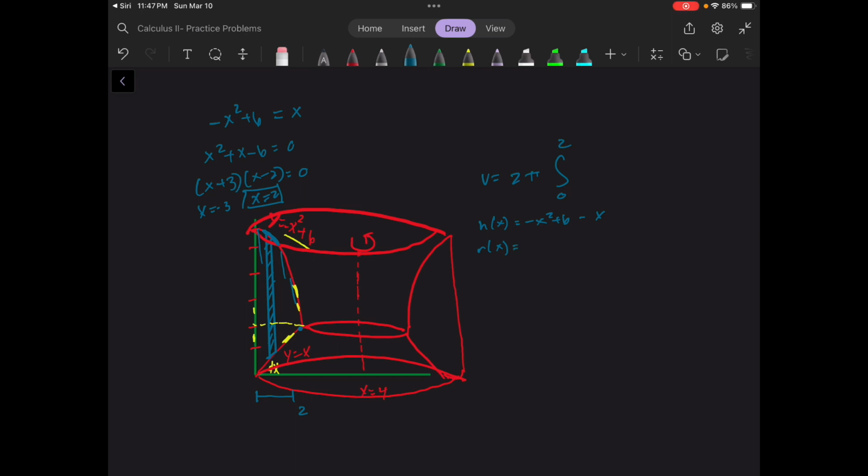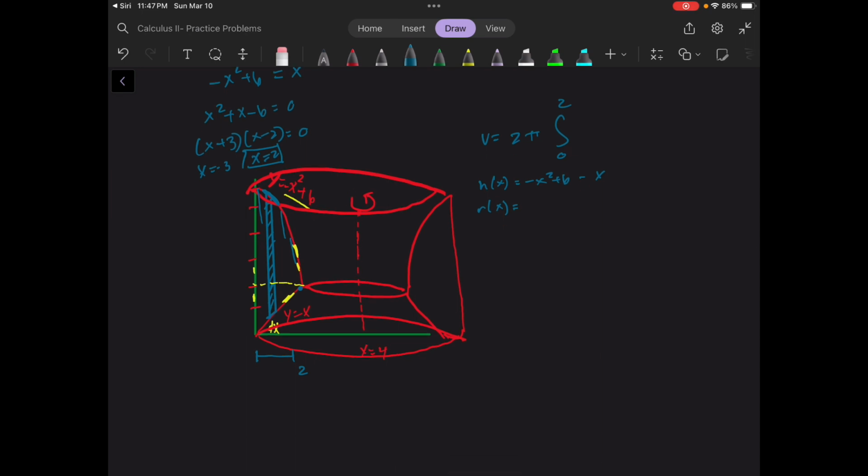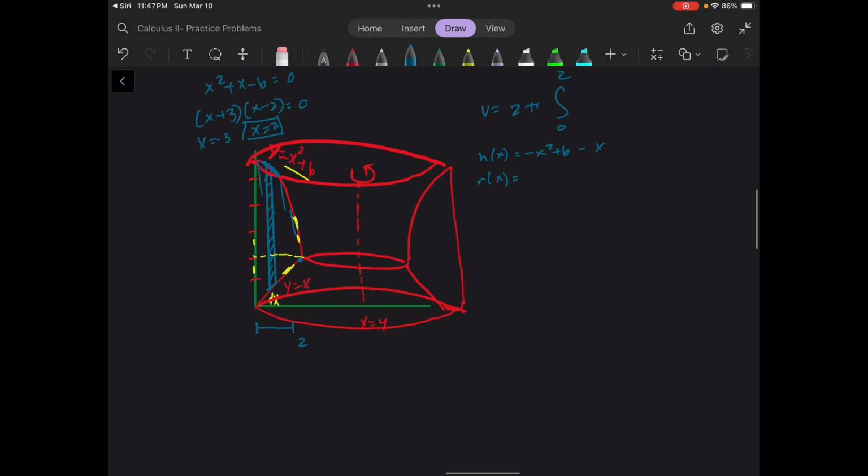The radius function, we are not revolving around the y-axis anymore. So now it's not going to be just x, but it's going to be something similar. So I'm going to put it out there. It's going to be 4 minus x, because we're starting here at 4 and we're moving, the radius of these shells is moving in the negative x direction. And we can prove that this is correct. Let's prove this is correct.